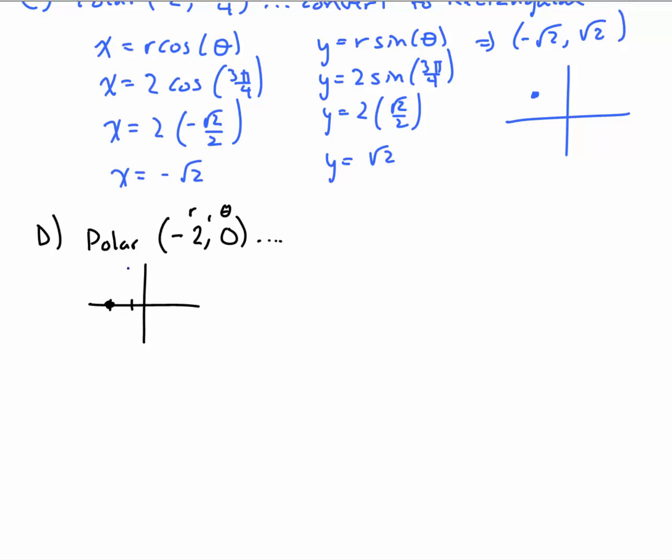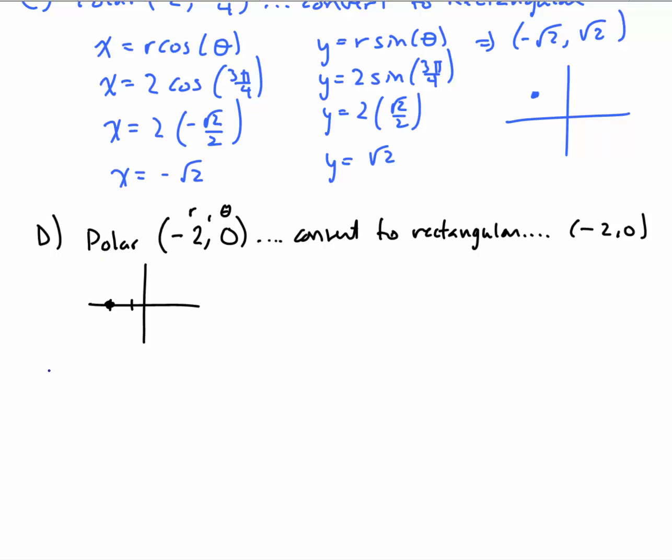On the Cartesian coordinate system, or the rectangular system, if we convert to rectangular, I'd still have the same point, (-2, 0). So sometimes it turns out like that, but it's always important to state that it's polar. The reason we want to state that it's polar is so we don't get confused with rectangular, because it looks like it could be a rectangular point as well.